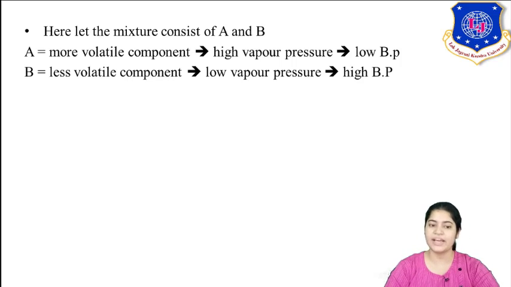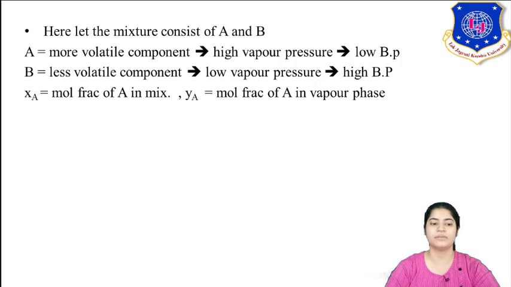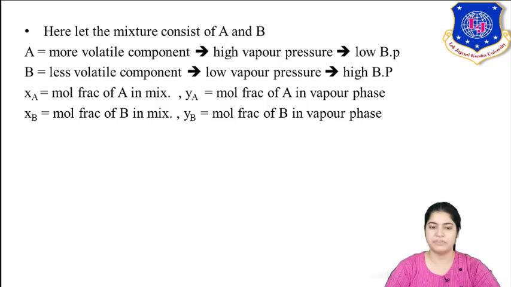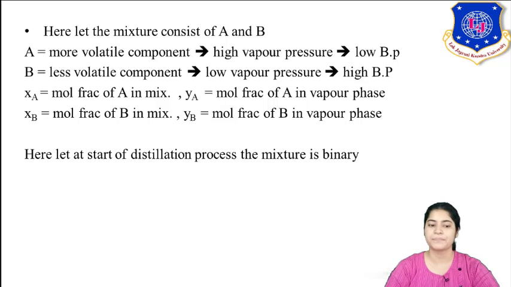B is less volatile, meaning low vapor pressure and high boiling point. Of course, XA is the mole fraction of A in the mixture, in the liquid phase. YA is the mole fraction of A in the vapor phase, and similarly for B, XB and YB.